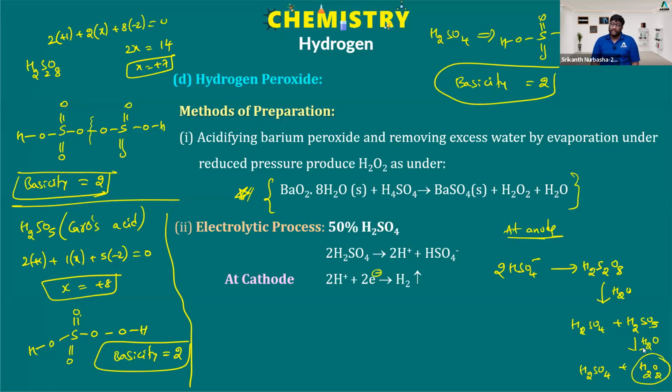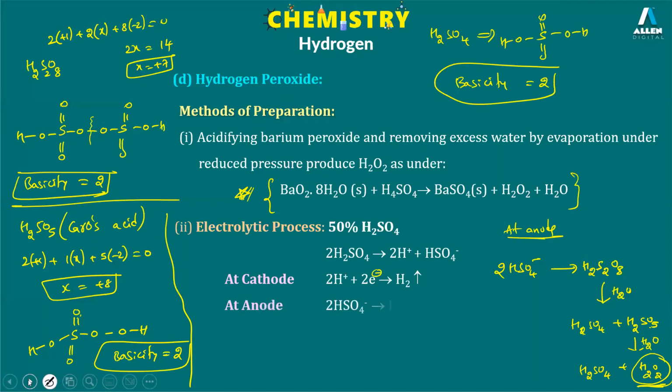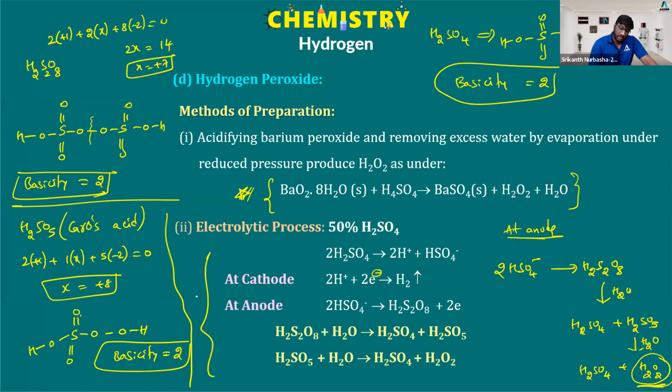Understood this or not? HSO4 minus will be converting into H2S2O8 upon reaching the respective anode. That H2S2O8, upon treating with water, forms sulfuric acid and Caro's acid. Caro's acid again has a peroxy linkage. So upon treatment with water, it forms sulfuric acid and H2O2. That is how H2O2 can be obtained by the electrolytic process of sulfuric acid. Is that clear or not? Yes, sir. These are the respective reactions and structures of all types of acids that have been given to you.